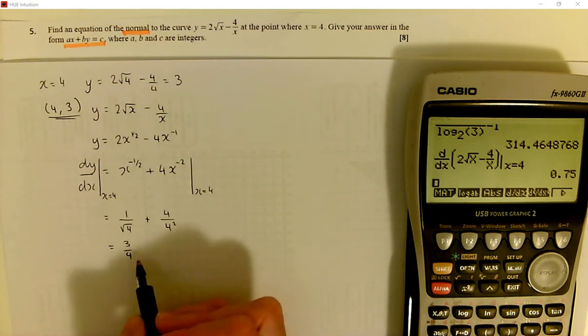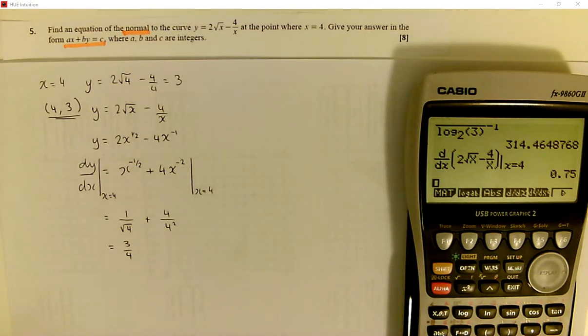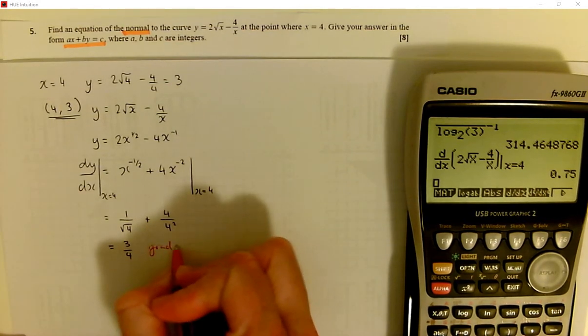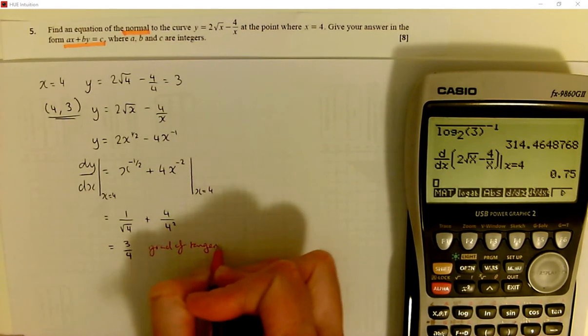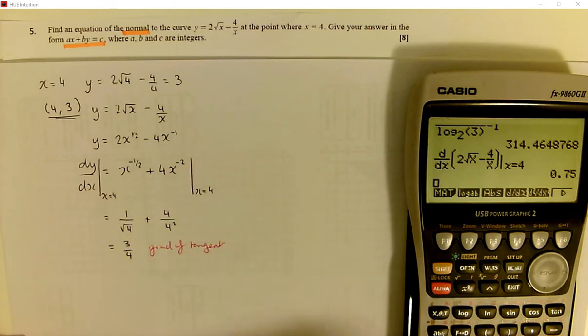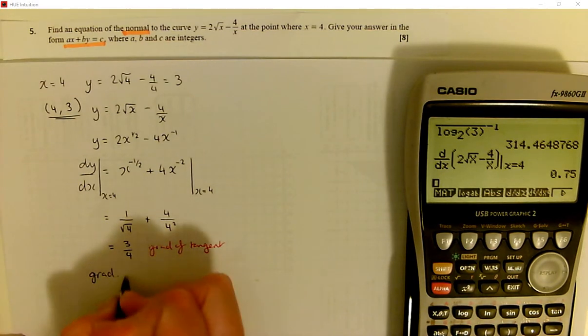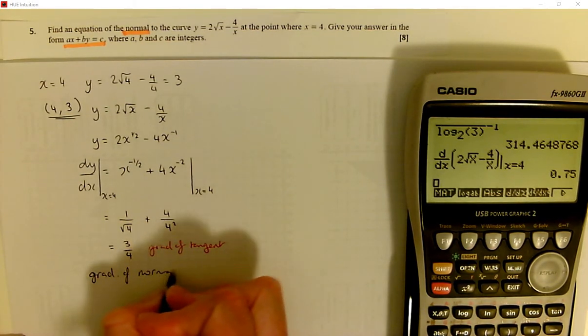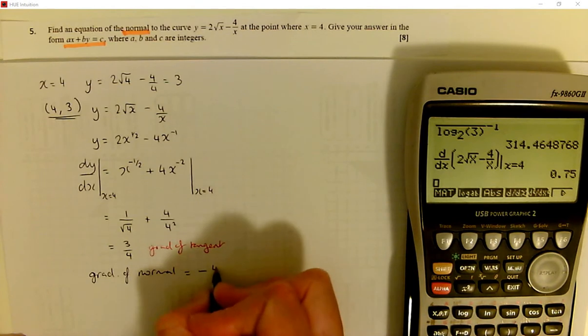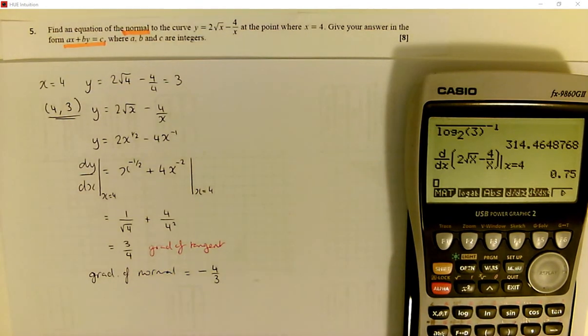So this would be the gradient of the tangent, wouldn't it? Which is good news because that's a positive gradient. Now our graph didn't have that. Okay, so we want the gradient of the normal. That's going to be the negative reciprocal. So now we're happy. That's better.